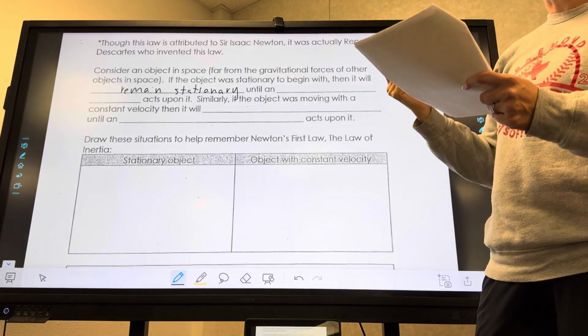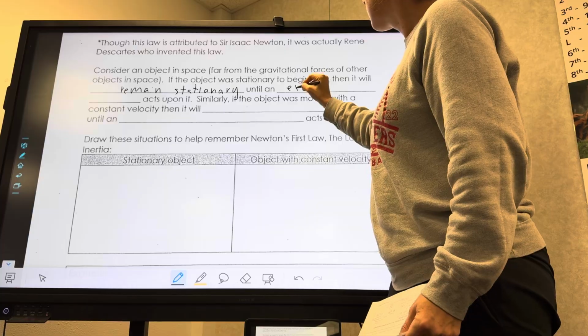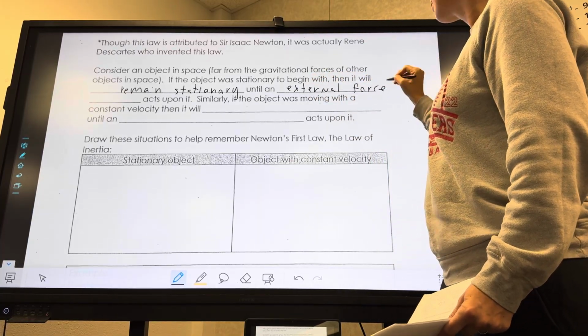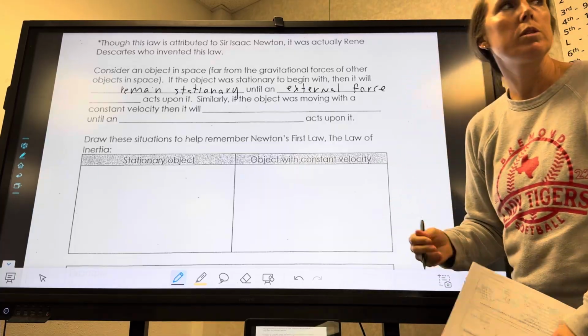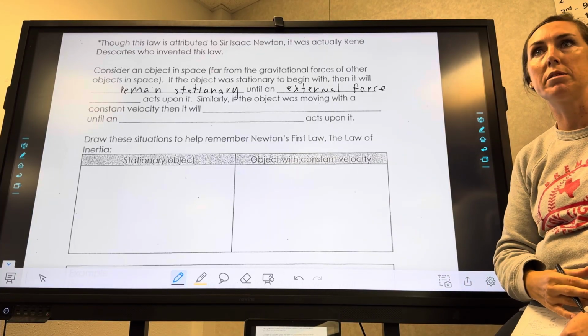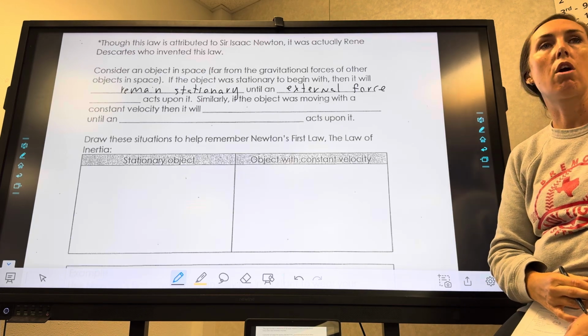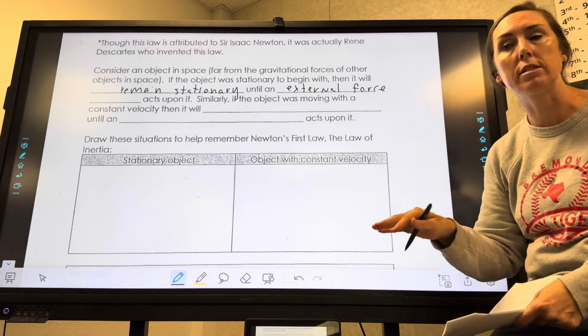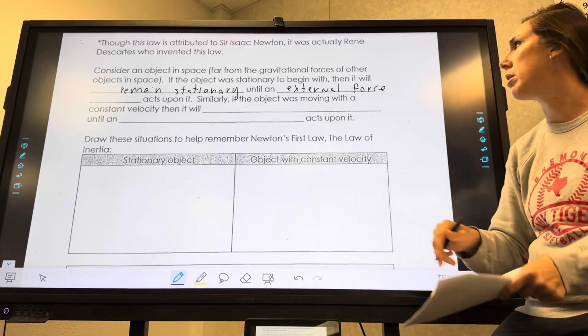Until an external force acts upon it. Ms. Weiss, what's an external force? We'll learn about forces when we talk about free body diagrams in about a day or so. And there are forces intrinsic to objects, and then there's forces that act on objects that come onto the object.